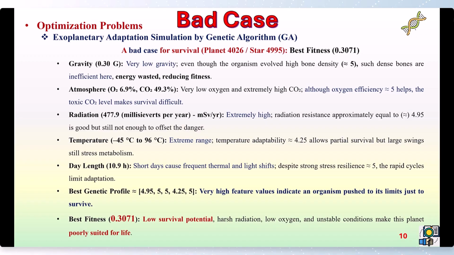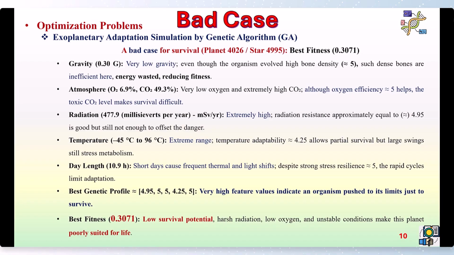Also, we have the temperature in day and night from minus 45 to 96 degrees Celsius, which is an extreme range. Temperature adaptability is approximately equal to 4.2, which allows partial survival, but the large swing still stresses metabolism. Day length is around 11 hours, so short days cause frequent thermal and light shifts. Despite a strong stress resilience, near 5, the rapid cycle limits adaptation.